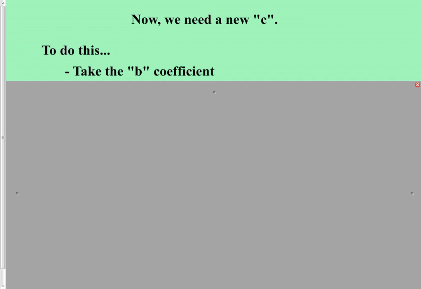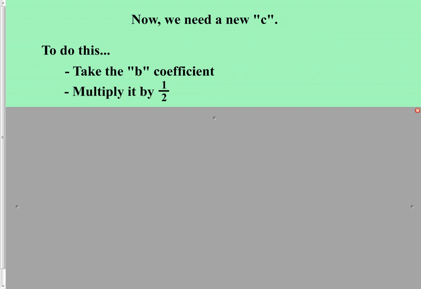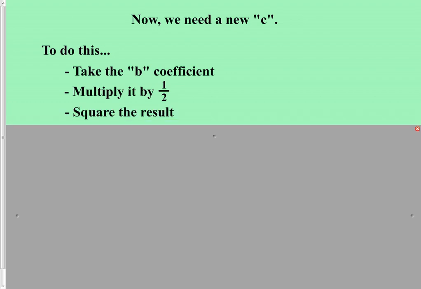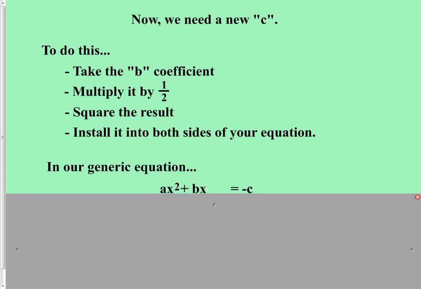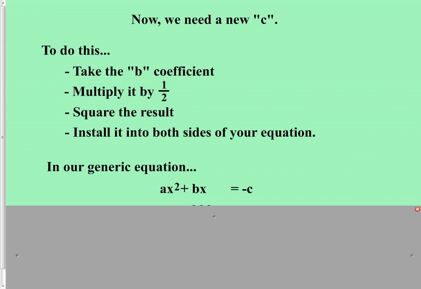We are going to take half of that b term, half of that coefficient, and then we are going to square whatever that result is. Take the b, half it, and square it. This new value is going to get installed on both sides of the equal sign, because as we know, anything we do to one side of the equal sign, we have to do to the other side to keep the equation balanced.